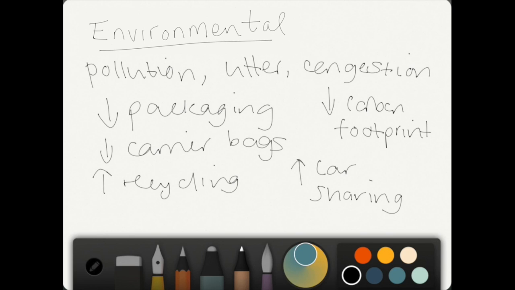And some businesses will have a car sharing scheme. So rather than having one person in their car and lots of them, there'll be fewer cars on the road, but lots more people using them. So you share transport. Okay, so those are the different considerations we've got to take into account when it comes to the environment and how it can impact on a business.